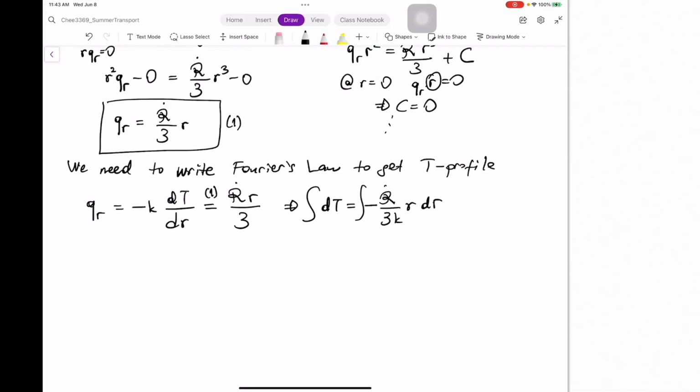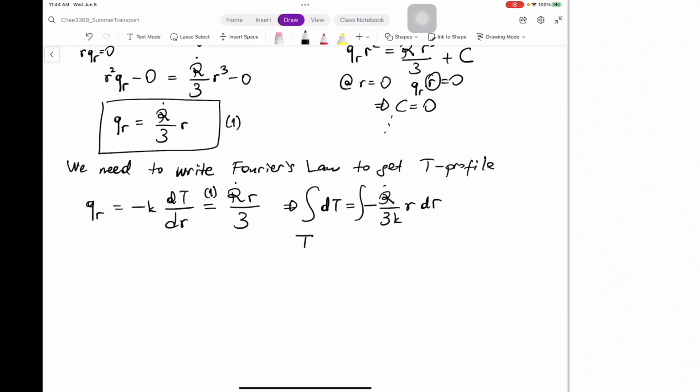You can either write down the equation and find the constant using the boundary conditions, or you can actually write down the boundaries at this point. For example, you can say R is equal to capital R, T is equal to TR. But let's use the other approach. Let's calculate the integral using indefinite integrals and then use the boundary condition.